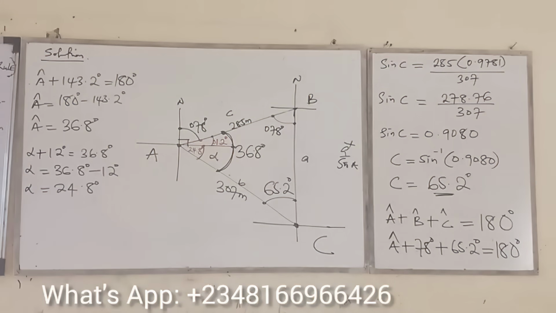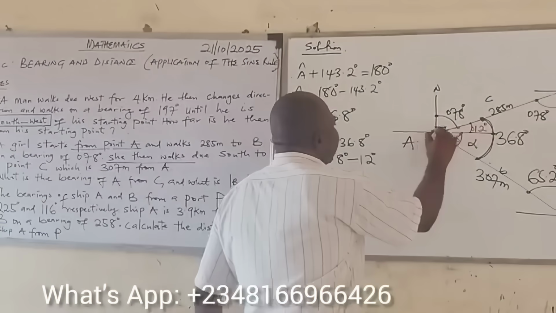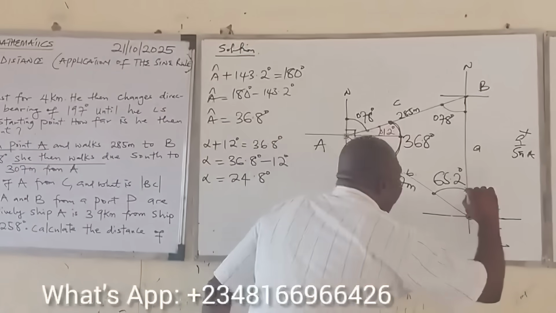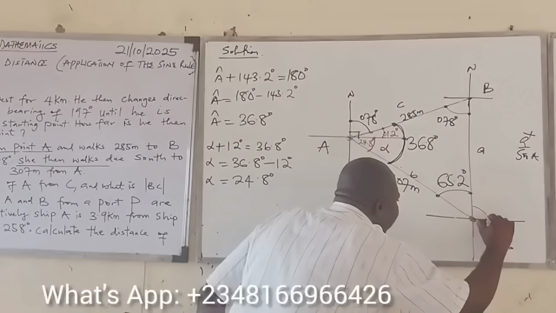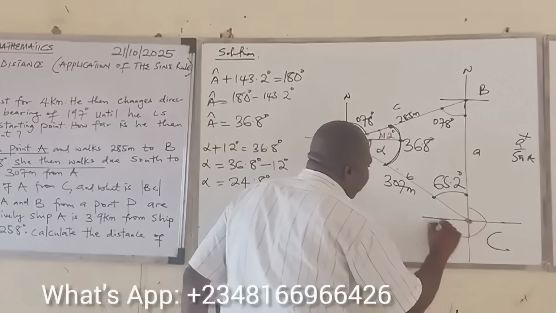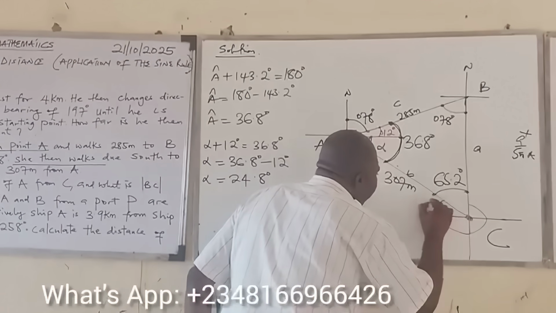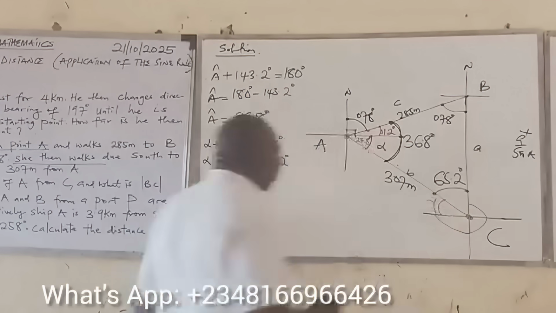Now going back to the question, they said we should calculate the bearing of A from C. This is our A and this is our C. So the bearing of A from C, you start from the North Pole. You take it there. This is 90 plus another 90 plus 90. Then this angle, let's call this angle gamma. Now let's look at this now.